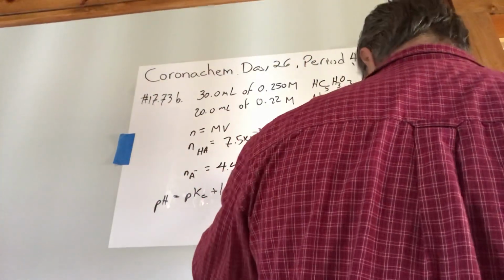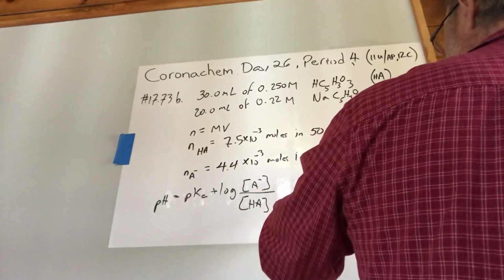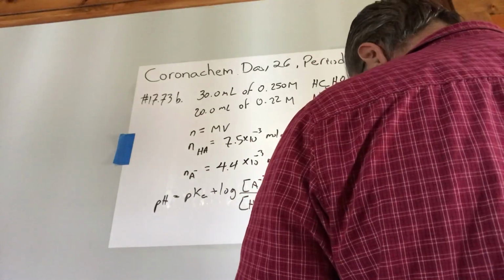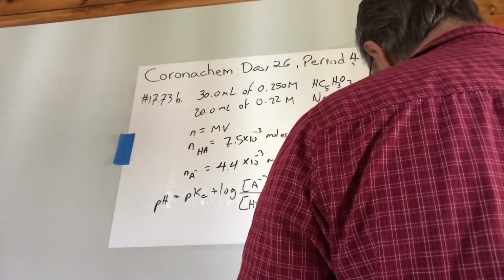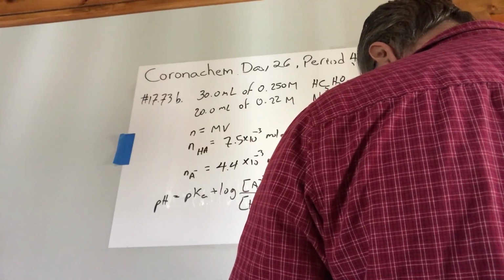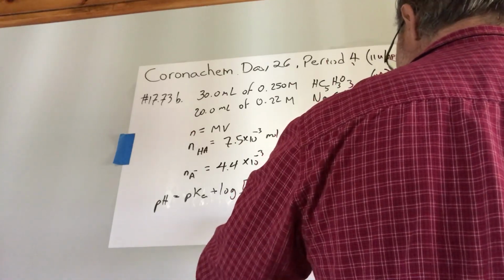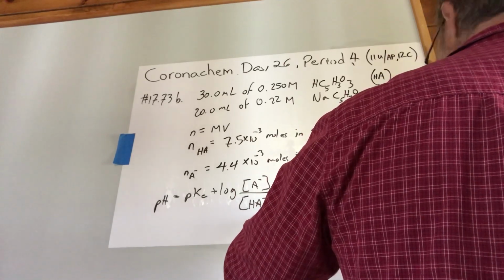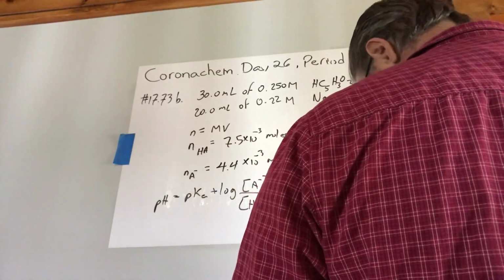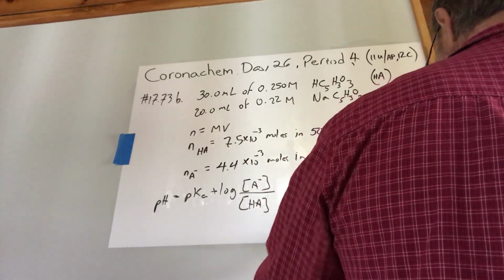So it equals 3.17 plus the log of 4.4 times 10 to the negative 3 over 7.5 times 10 to the negative 3, which equals, so it's 3.17 minus 0.231608587. Final pH you get from that is 2.93839. You're going to round that off to 2.94.